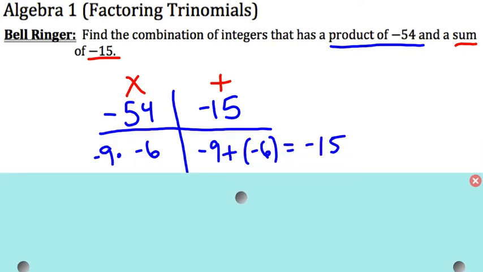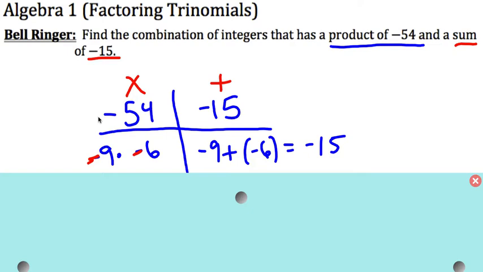But here's the problem. If you do negative 9 times negative 6, okay, negative 9 plus negative 6 is a negative 15, but the problem is right here. What is a negative times a negative? Well, it's not a negative. That would be a positive 54, okay? So this is a problem here.